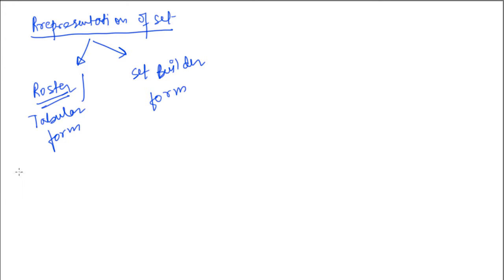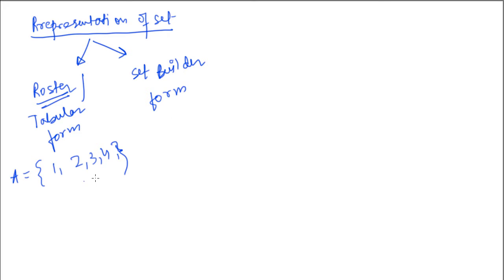For example, directly I would write set A, natural numbers less than 5: 1, 2, 3, 4. So these are natural numbers less than 5, and this is roster form. The same thing, if I have to write it in set builder form: in set builder form there would be a statement, and on the basis of that statement and condition, we need to build the set.